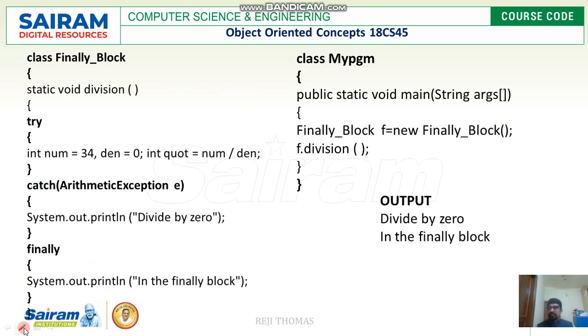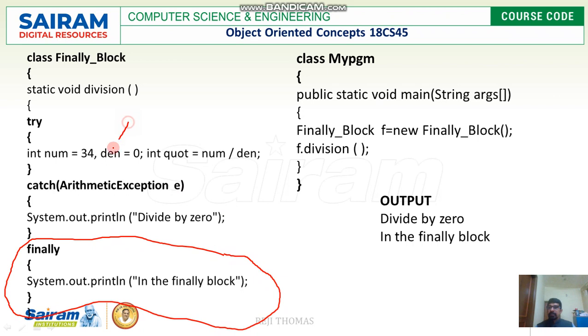This is an example for that. You can find a finally block here. This will get executed irrespective of what happens in the try block and the catch block. So I'll be getting divide by 0 in the finally block. This statement gets executed irrespective of what kind of exception this program is going to throw.